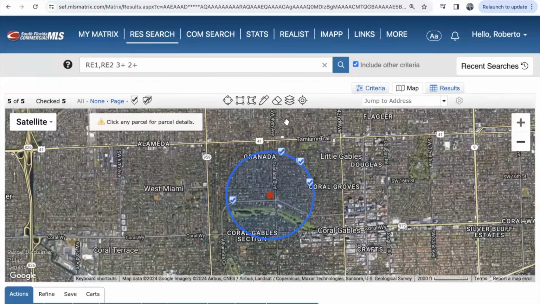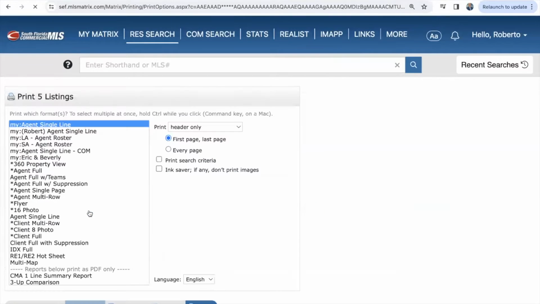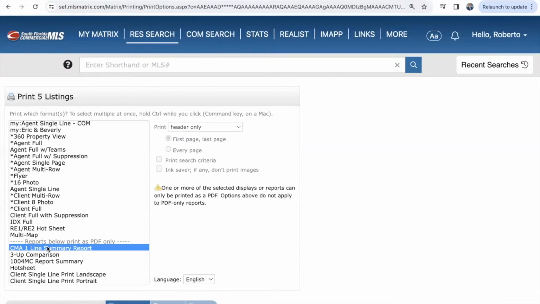Now, if the property were over here somewhere, then yes, we would have to eliminate the property. If the property were over here in West Miami, we would have to eliminate the property. All right, so we are focusing on these 5 properties. And I'm going to show you the easiest way for you guys to see the comp analysis in Matrix without having to create a large CMA presentation. And it's very simple. You're going to click on print, and you're going to click on CMA one-line summary report, and we're going to click on 3-up comparison.